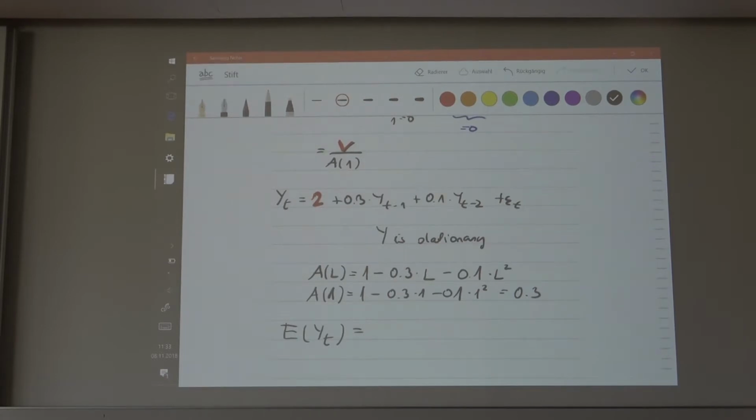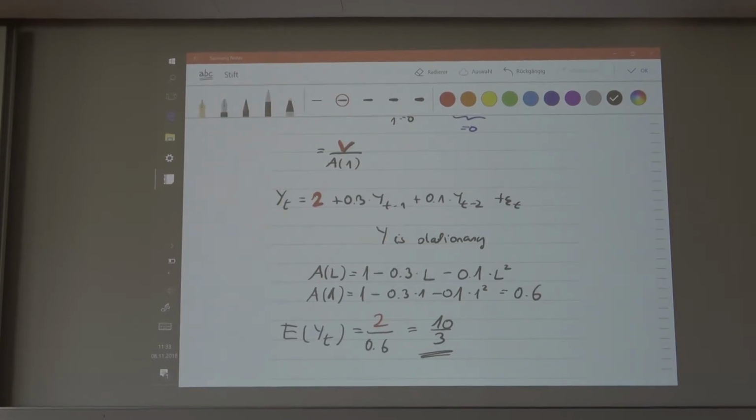Okay. Good. So 1 minus 0.3 minus 0.1 is going to be equal to 0.6, right? Obviously. And then you would have that the expectation is equal to 2 divided by 0.6. So this is just going to be 10 over 3. Apologize for that.